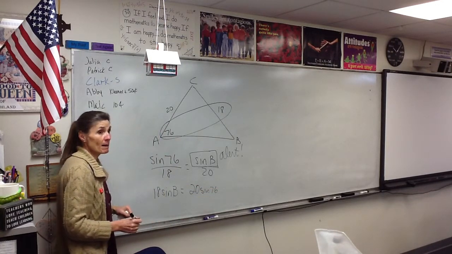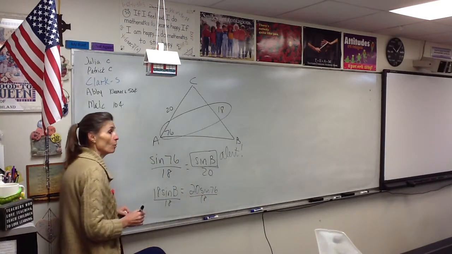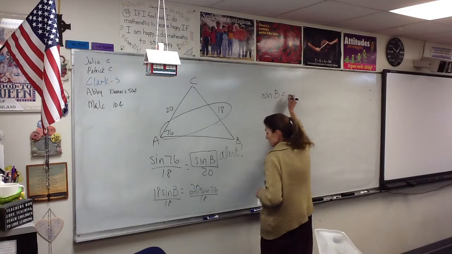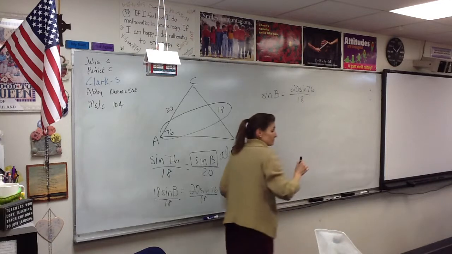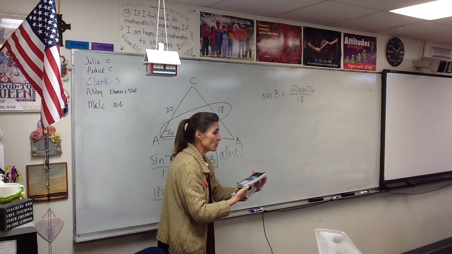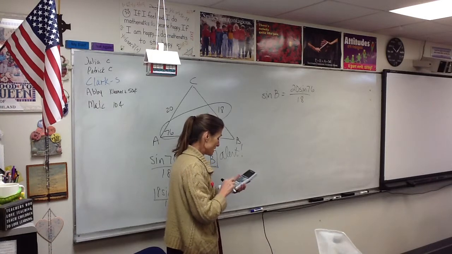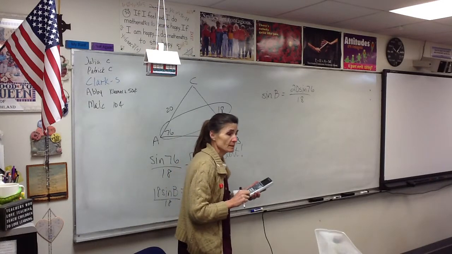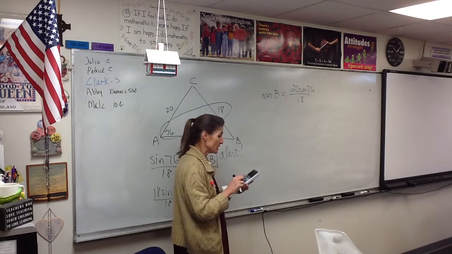Now, when we divide both sides, we only divide by the 18, okay? Only the 18. So we're left with sine B equals 20 sine 76 over 18. Now, I don't want to have any confusion about this, so I would like everyone to get out his or her calculator. Make sure that you are set in degree mode. I want to see you pressing your mode button to make sure you're in degrees.